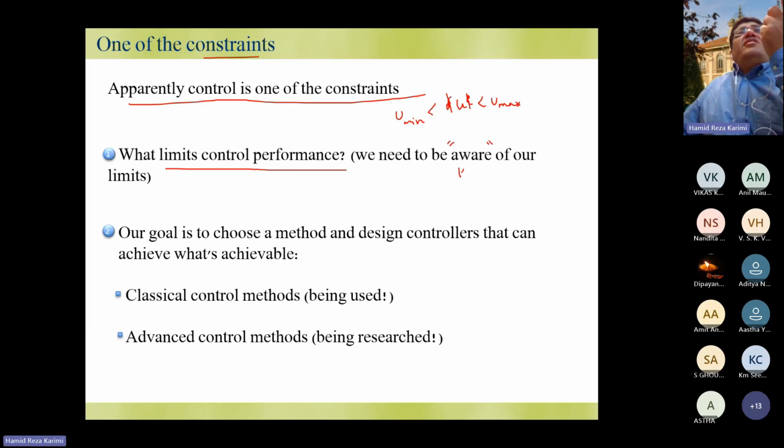You should know about the saturation limit, because you are using different control signals. As I told you, there are three pitch actuators, and you need to know the saturation limit of your actuators, and then you can design the control. So the goal here is to choose a method and design a controller that can achieve what we can achieve, to satisfy the objective.